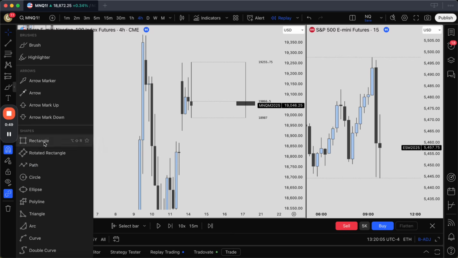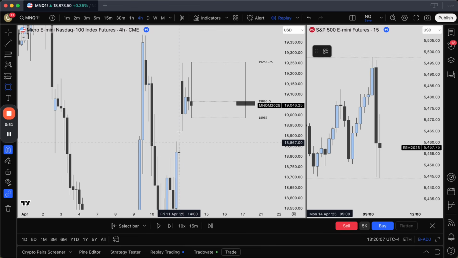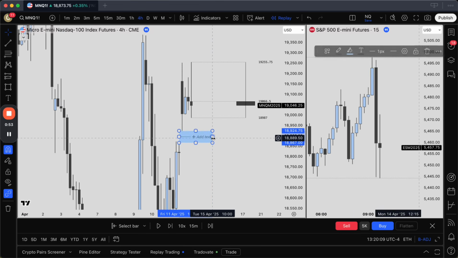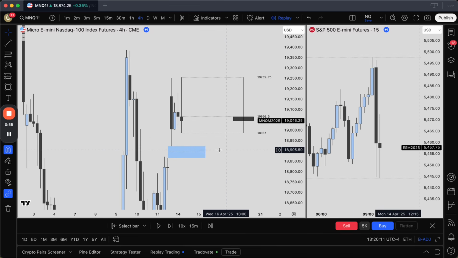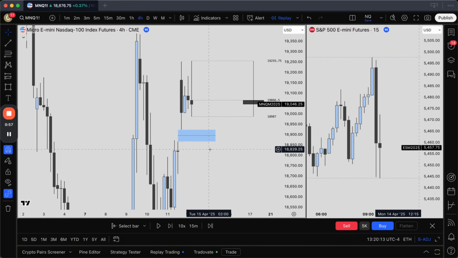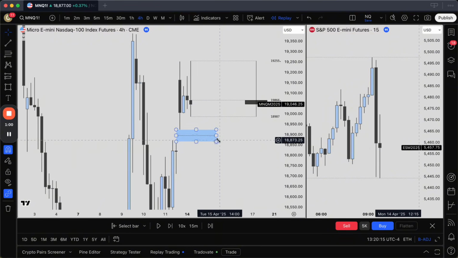First glance, before 10 a.m. even opened, I saw this new weekly opening gap. Whenever we have a new weekly opening gap, we can assume that it's going to get filled at some point. So this was my draw for the day.